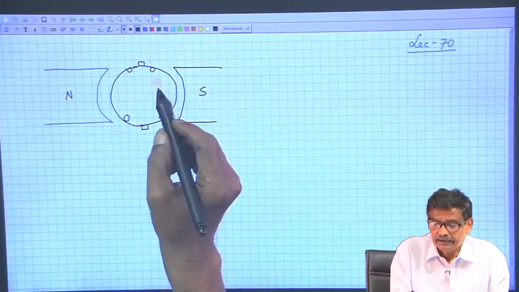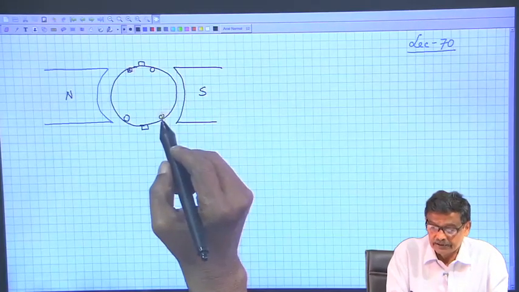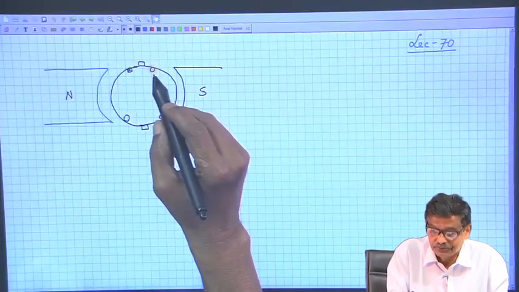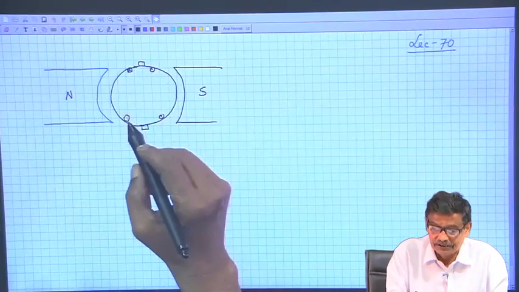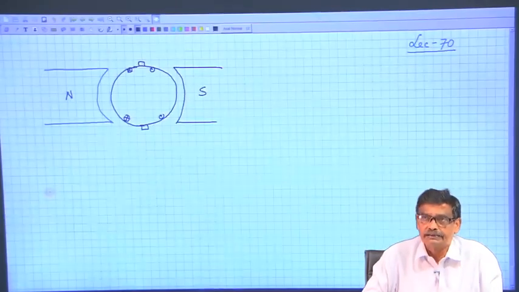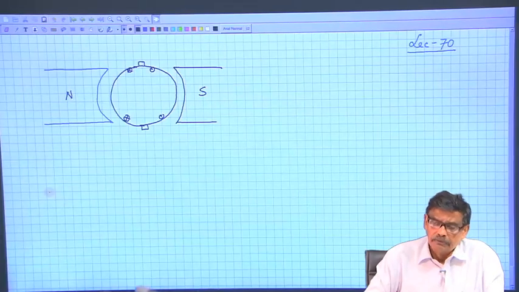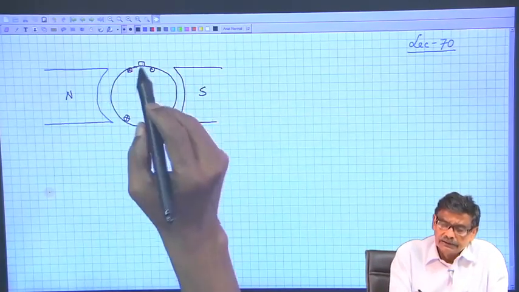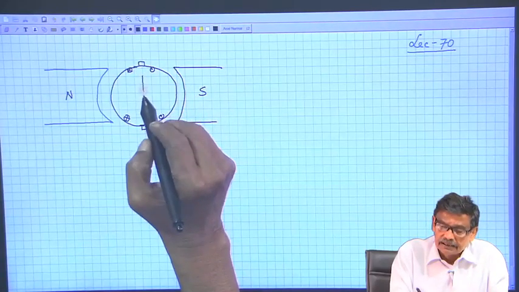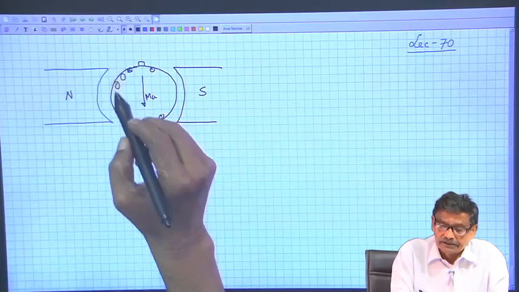A little while ago, if a coil was here carrying cross and dot current, after some time the same coil will come here and has to carry dot and cross current. Therefore, current changes from plus I to minus I. And mind you that there will appear a quadrature axis flux along this direction, MA, because of so many conductors.